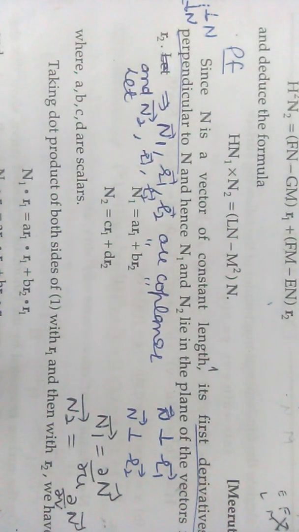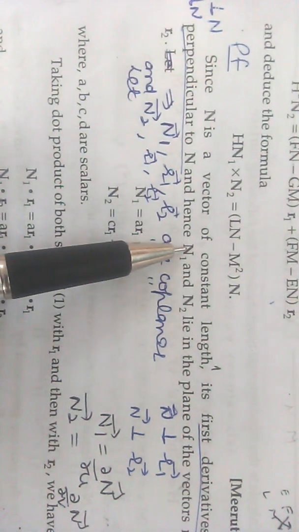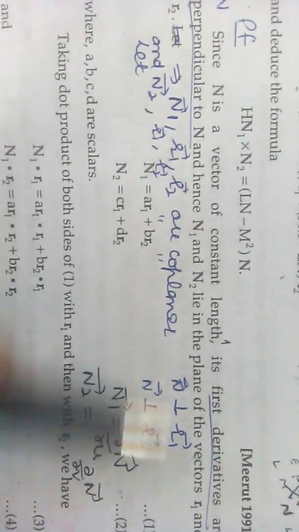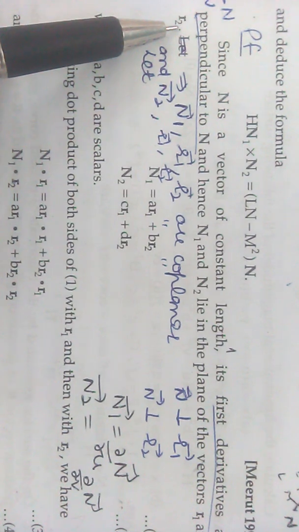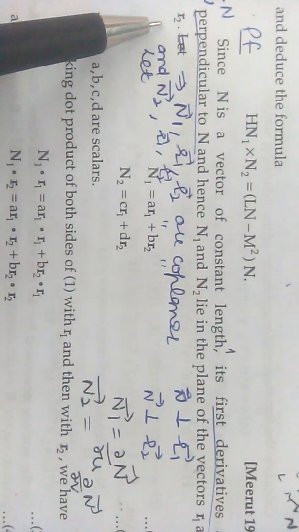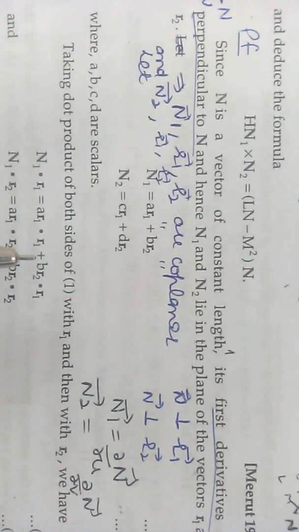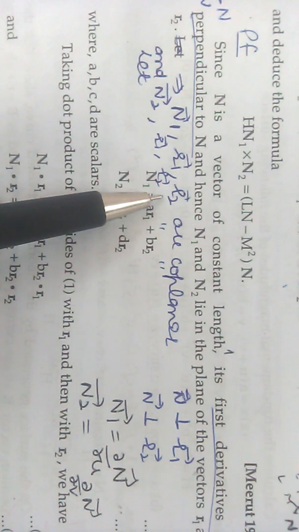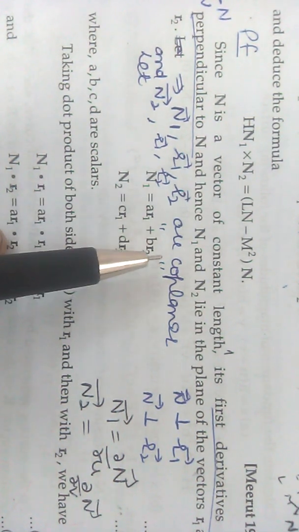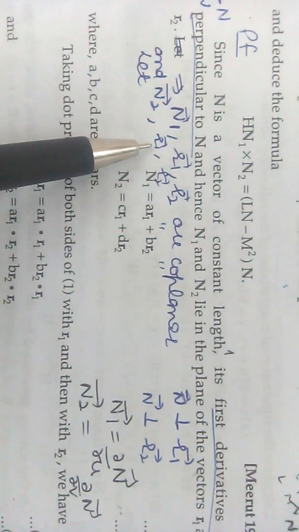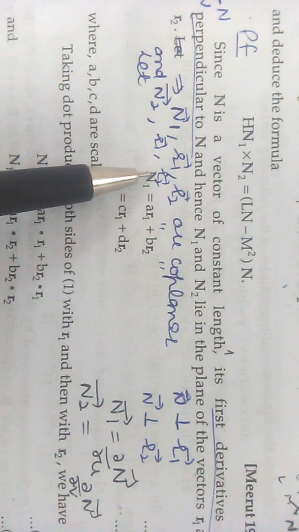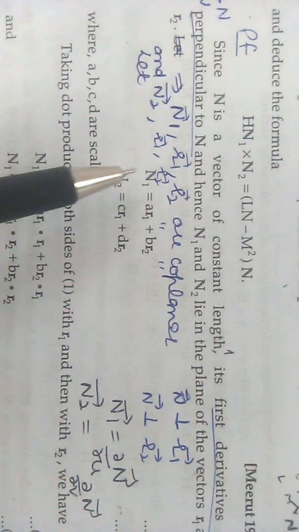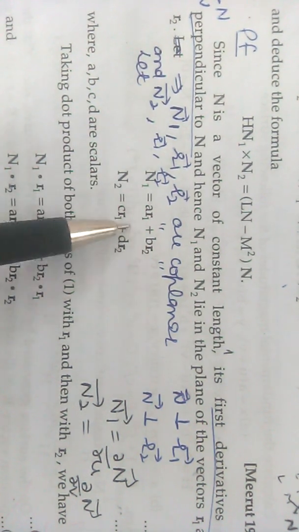Because these are perpendicular to n, we can say that the vectors n1 and n2 lie in the plane of the vectors r1 and r2, because the vectors r1 and r2 are tangential vectors to the given surface. Thus the vectors n1, r1, r2 lie in the same plane, so these are coplanar vectors. And also the 3 vectors n2, r1, r2 lie in the same plane. They are coplanar vectors. Now, if the vectors are coplanar, then one of them can be written as a linear combination of the other two.